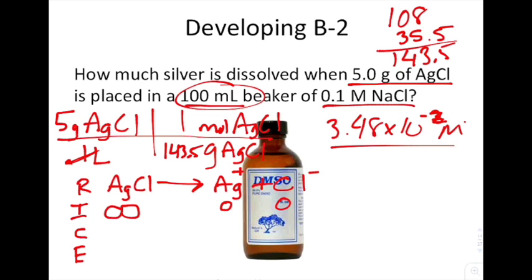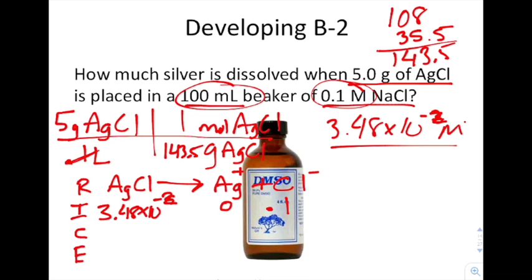So once we have this, that becomes our initial value right here. How much we actually have. We're not dealing with infinity now. We have 3.48 times 10 to the minus second. Now, we still have 0 silver. There's no other source of silver other than the silver chloride. But we do have a source of chloride. And our source of chloride right here is our 0.1 molar solution.